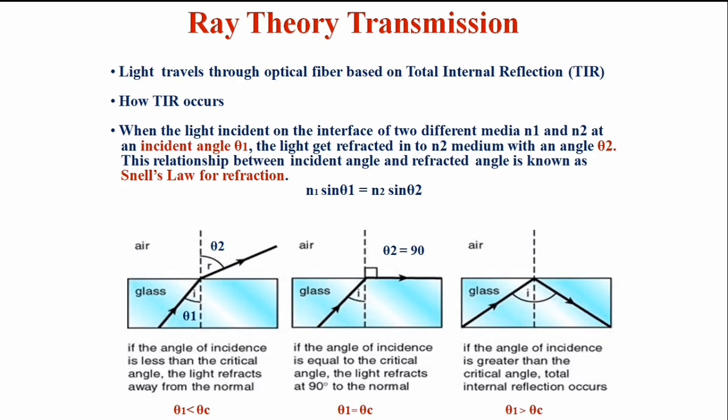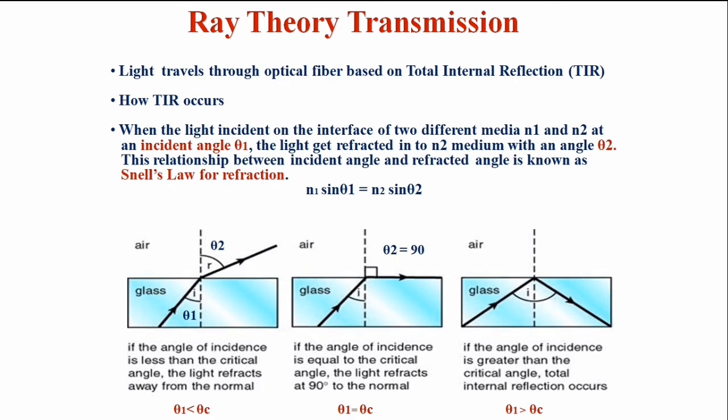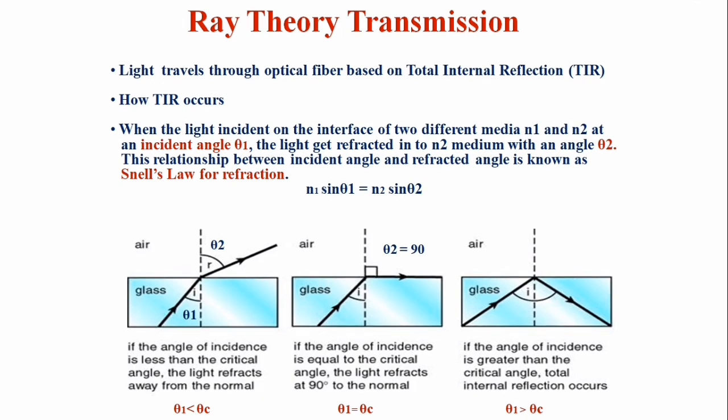The first diagram shows the light incident on the interface of two different media, glass and air, at an angle theta 1. That light gets refracted into the air medium at an angle theta 2. The second diagram shows when the incident angle is exactly equal to the critical angle, at which the refracted light travels only along the interface of the two different media, and theta 2 becomes 90 degrees. So when theta 1 equals theta c, theta 2 equals 90 degrees.